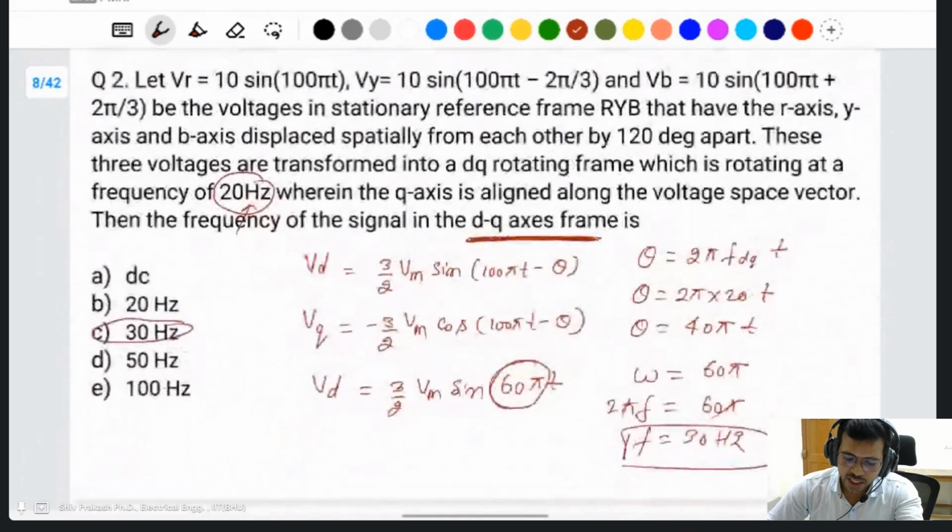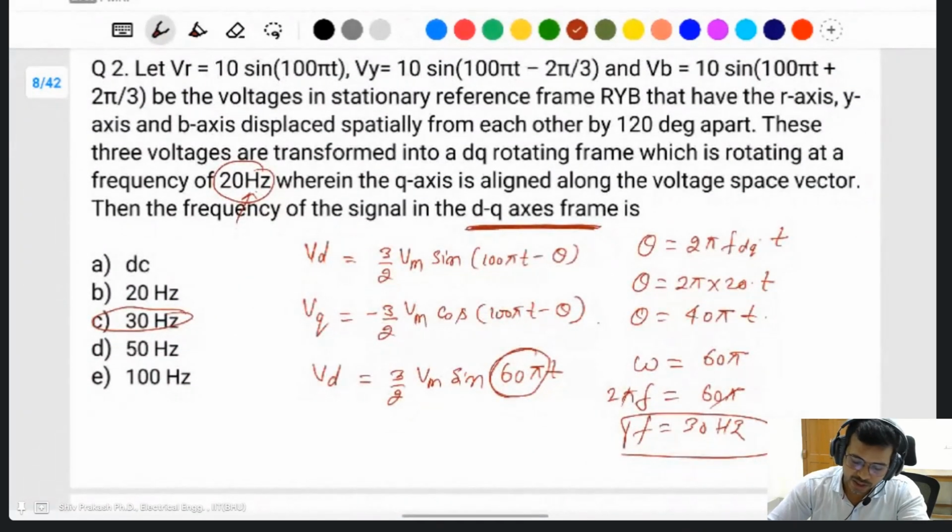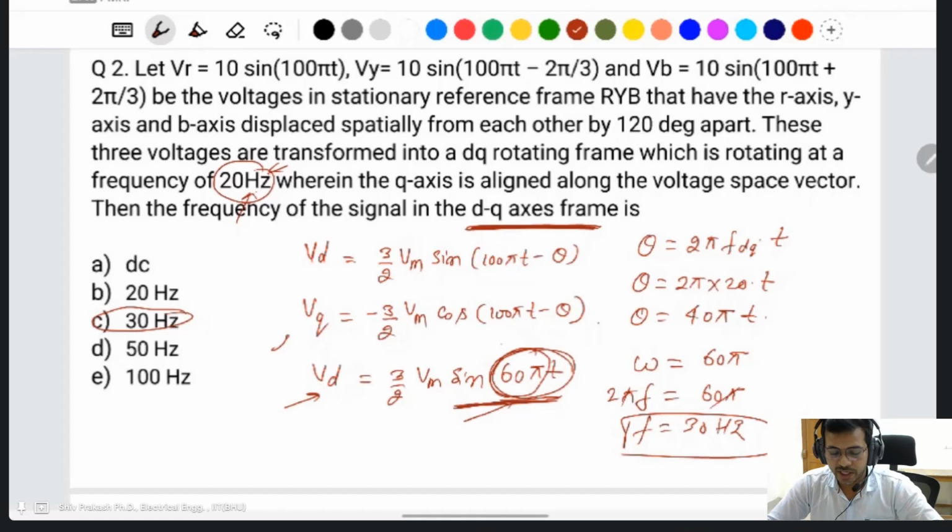But when they are rotating at a different frequency, like 20 hertz, then in that condition Vd and Vq have some frequency component also. It is rotating at a different frequency, so Vd and Vq are not a fixed quantity. Vd is sine 60 pi t, Vq is cos 60 pi t. This is not a fixed value if the frame is rotating at a different frequency from the three-phase system.